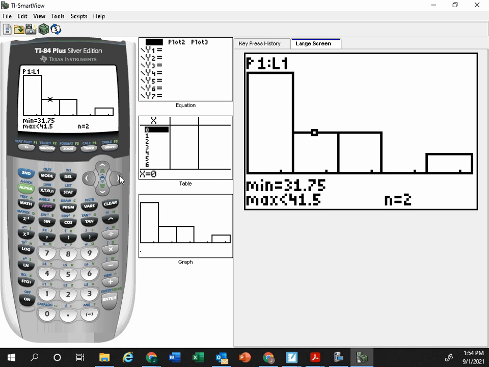Now I know at least one person has different min and max values, and I'm not sure why. So I'm still working on why that's happening with theirs. But that's the general idea of what you can do with a histogram on your calculator.